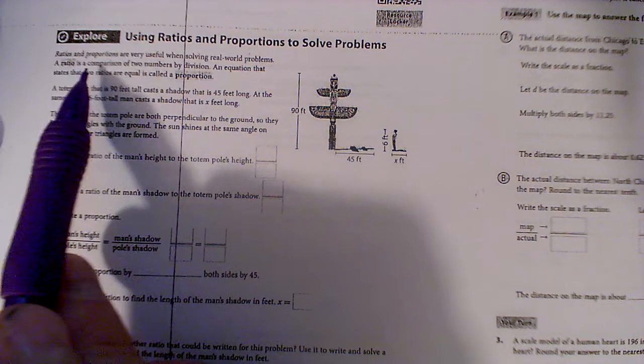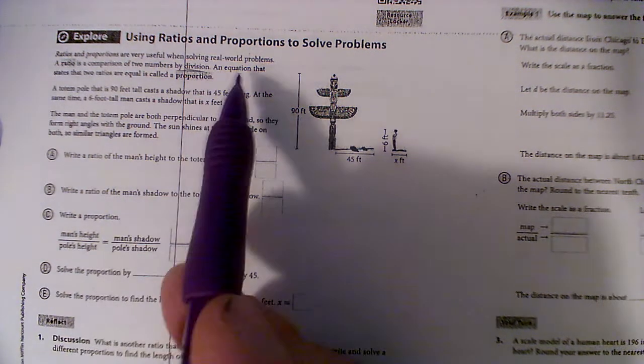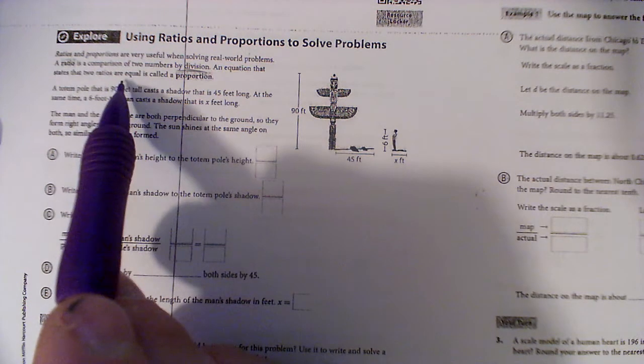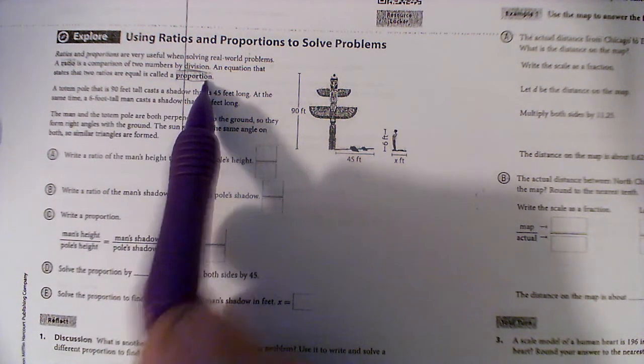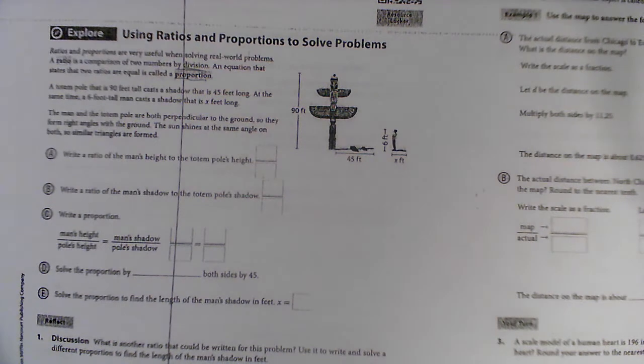A ratio is a comparison of two numbers by division, a fraction, right? An equation that states that two ratios are equal is called a proportion. So if I say one ratio, one fraction, it's the same as the other fraction, they're proportionate, they're proportions.